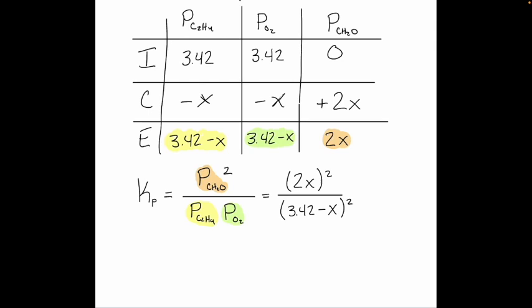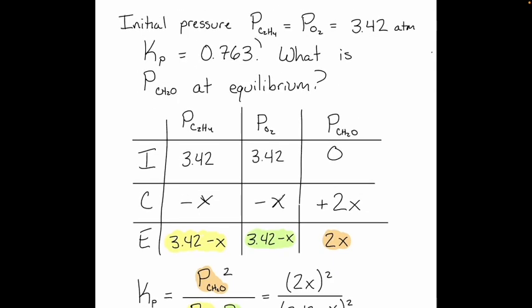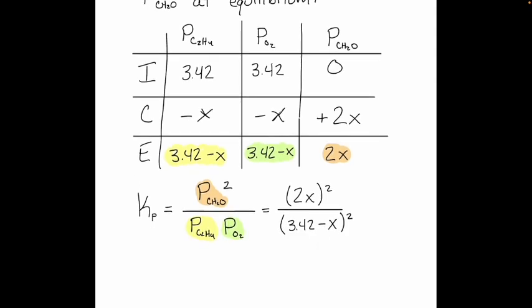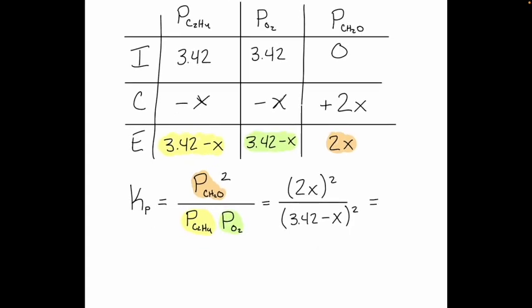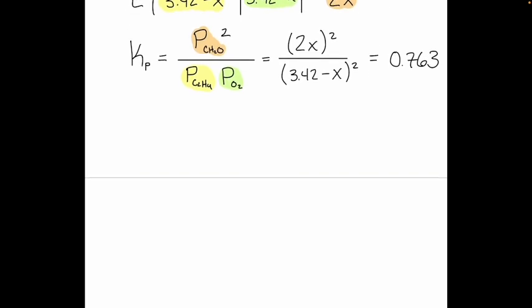Okay? Now, unlike before, I'm not asked for the value of Kp. That's not what I'm solving for. I was actually given that value of Kp, right? So I know that this expression here is equal to that 0.763. All right, so this is my algebra problem here.